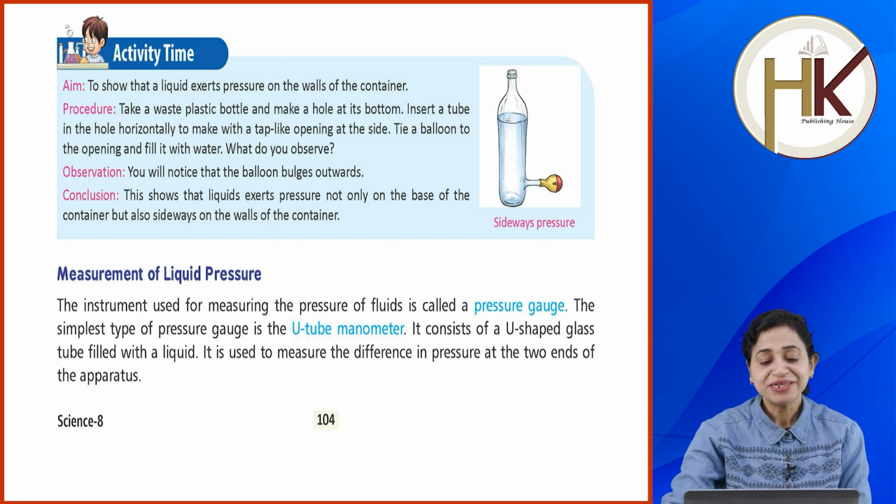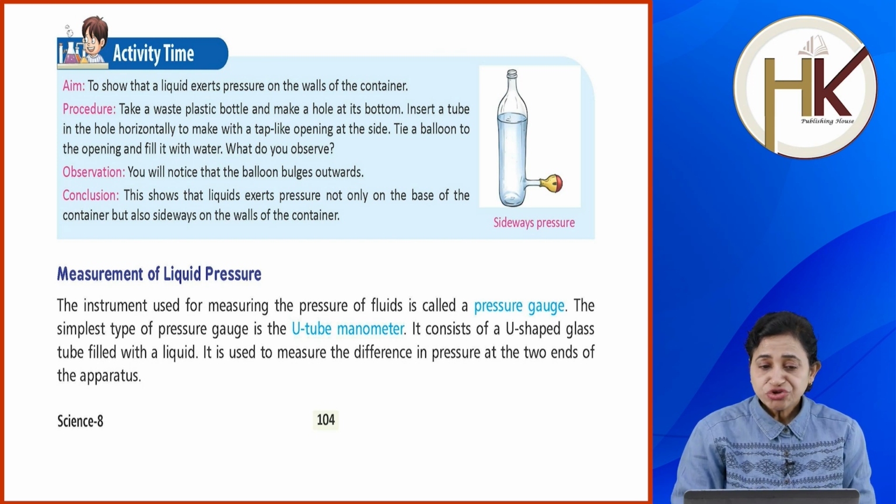walls of the container. Measurement of liquid pressure. The instrument used for measuring the pressure of fluids is called a pressure gauge, and the simplest type of pressure gauge is the U-tube manometer.